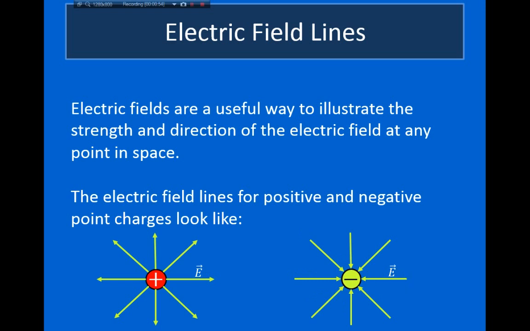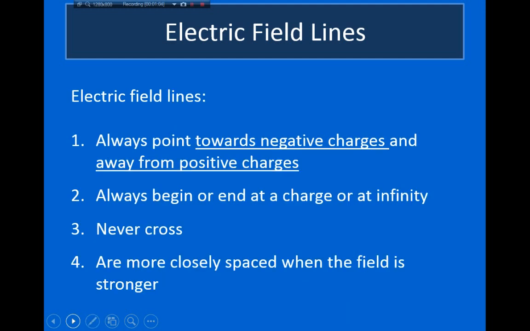Now I want to talk about some basic rules that we can use to draw the electric field lines for more complicated charge distributions than just a single charge. So the rule that we have for drawing electric field lines is that the electric field lines always point towards the negative charges and away from the positive charges.